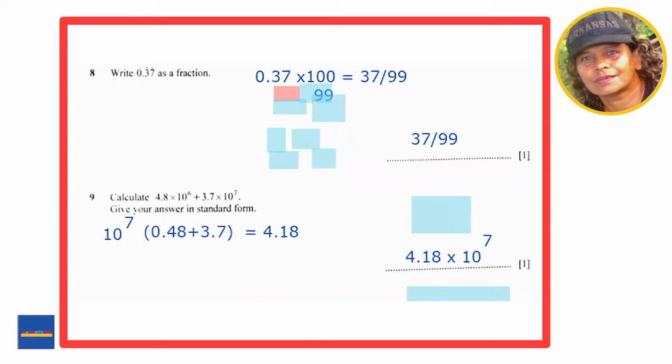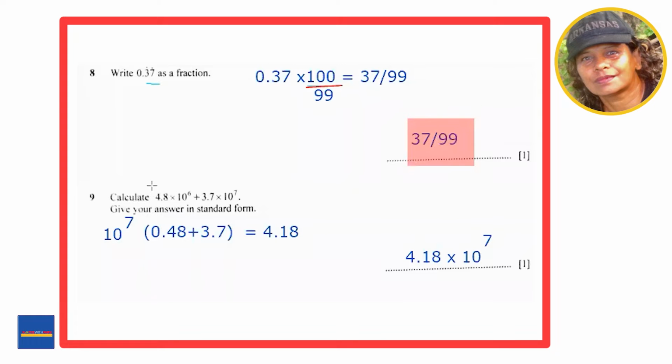To write 0.37 with a recurring decimal as a fraction, what we do is, since the two numbers after the decimal are repeating, we multiply it by 100 and we divide it by 9. That is the theory for recurring decimal, because there are two recurring decimals after the decimal point. We multiply it by 100 and divide by 9, and our answer is going to be 37 over 99.